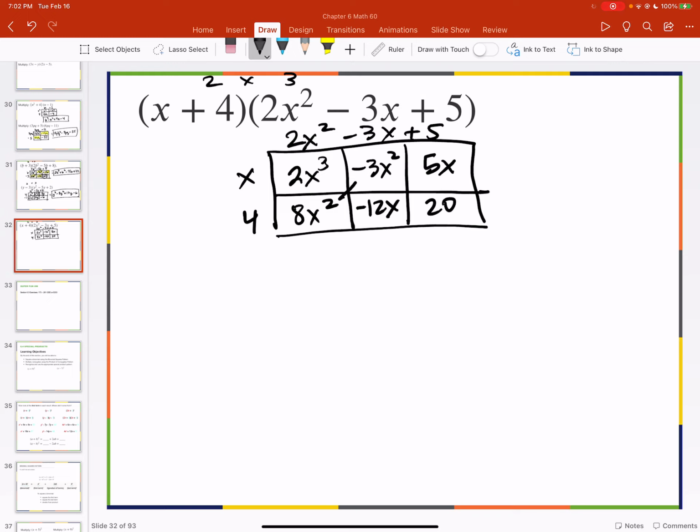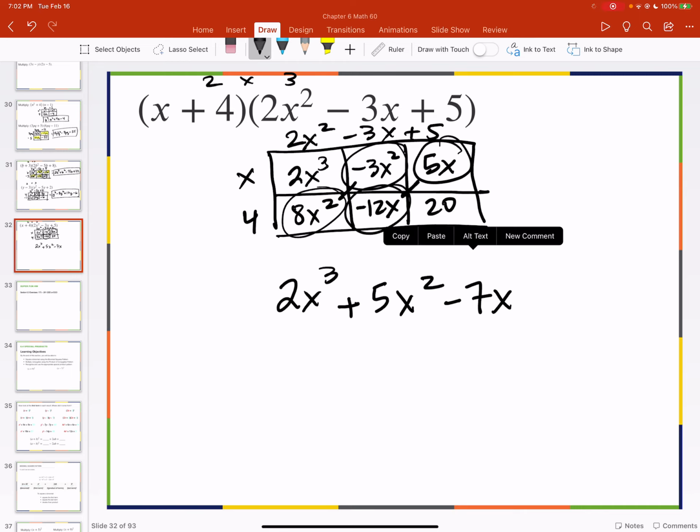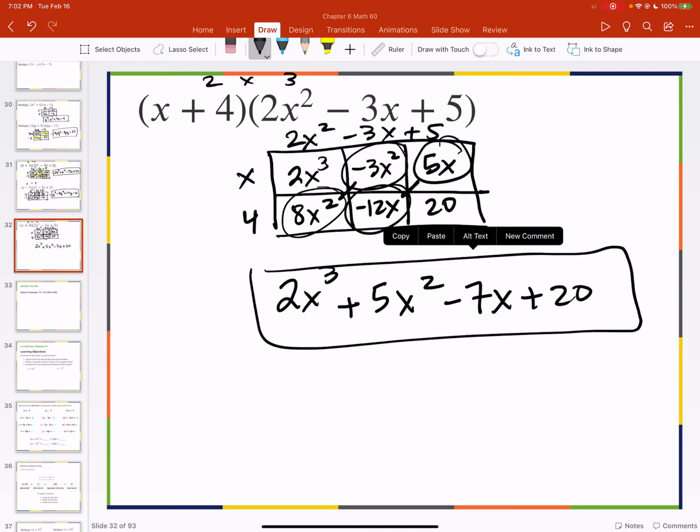Okay, so like terms. So then final answer, 2x cubed. 8x squared minus 3x squared is positive 5x squared. Negative 12x plus 5x is going to be negative 7x. And then finally 20 plus 20, positive. And that's it. That's how you do it.